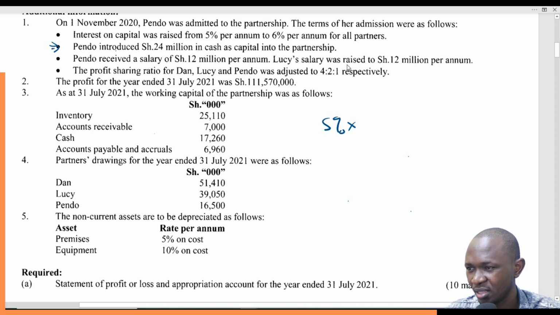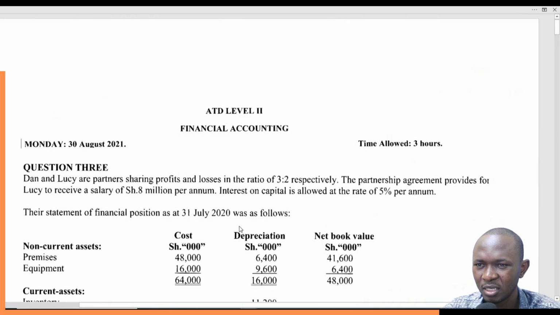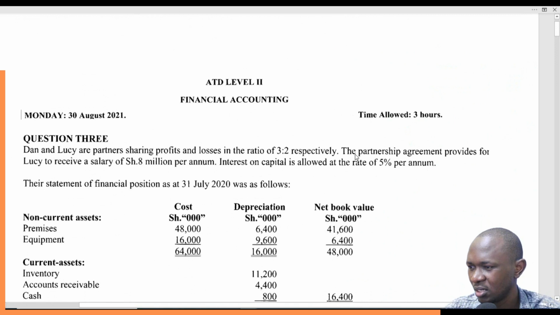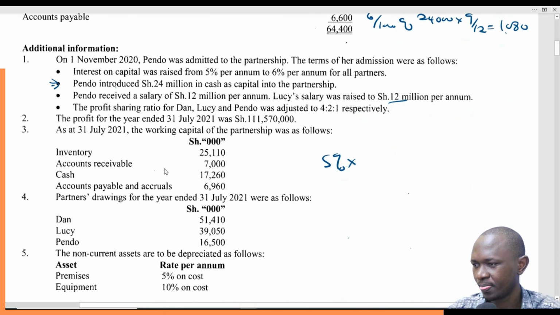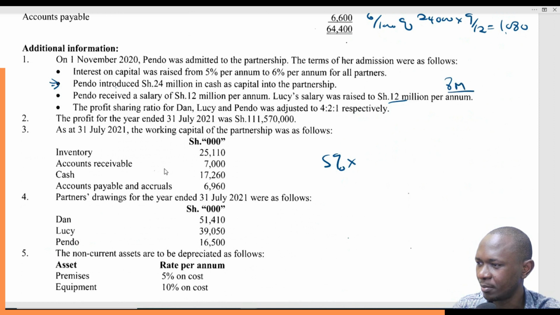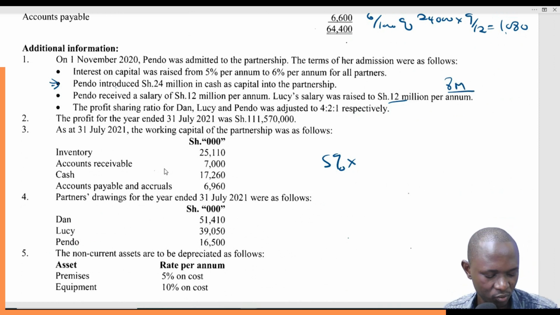So there's something here. Before Lucy's salary was raised to 12 million per annum, she was earning some salary here. The partnership agreement provides Lucy to receive a salary of 8 million per annum. So if it's 8 million per annum, how much was she receiving per month? That will be 8 million divided by 12. That gives us 6666. But we all know that the previous agreement only lasted for 3 months in that particular year.